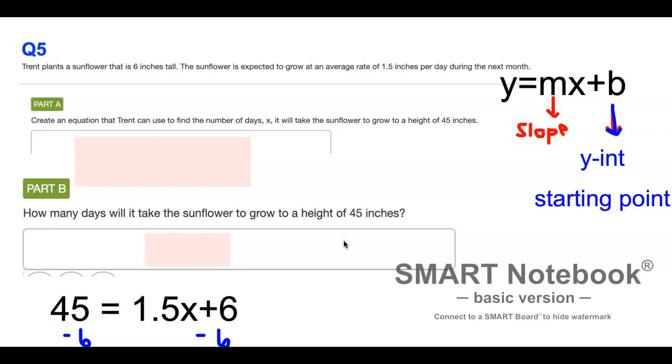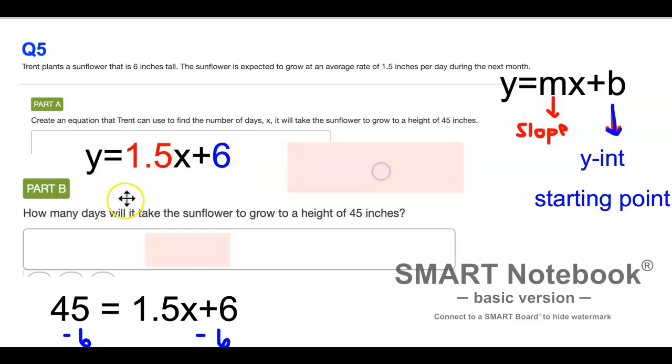So if we read through what we're given, it says Trent plants a sunflower that is 6 inches tall. So his sunflower starts at a height of 6 inches. So we know that 6 is going to be our b value. Then the sunflower is expected to grow at an average rate of 1.5 inches per day. Remember, your slope is your rate of change. So 1.5 is going to be our m value in y = mx + b. When we put that together in slope-intercept form, we get y = 1.5x + 6.